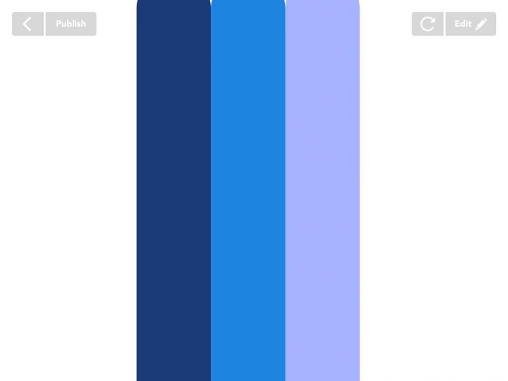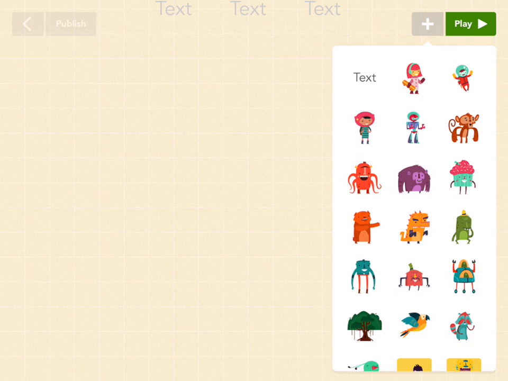Great. Now let's add our runner. So go back to edit, tap anywhere, and then tap the gray plus button and pick the character you want to be running on these subway tracks. And I'm going to pick Stargirl.